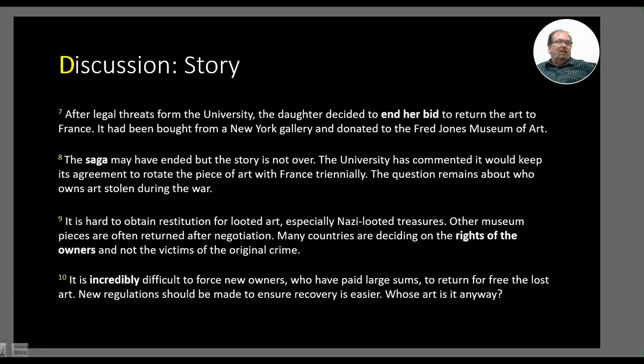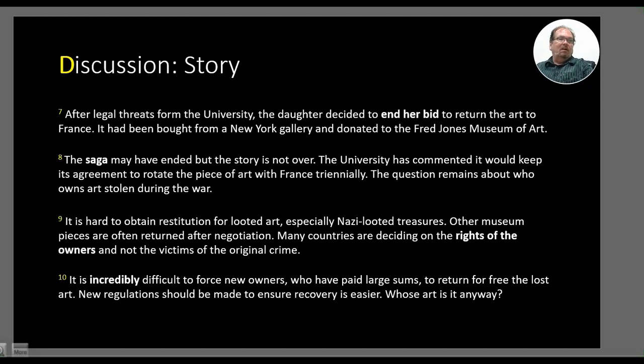It had been from a New York gallery and donated to the Fred Jones Museum of Art. The saga may have ended up, but the story is not over. The university has commented it would keep its agreement to rotate the piece of art with France triennially. The question remains about who owns art stolen during the war.